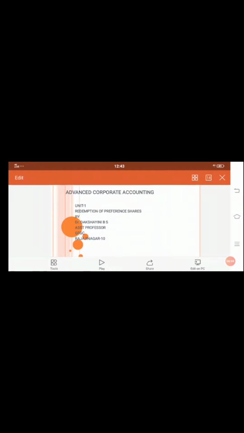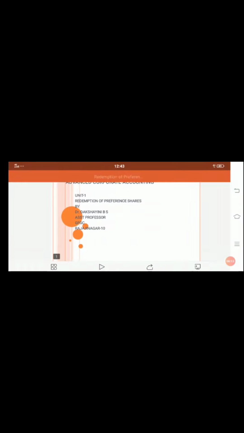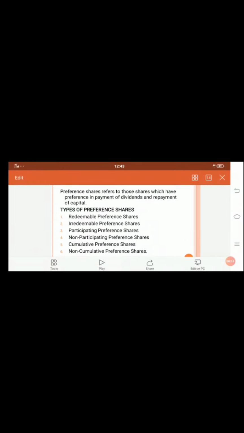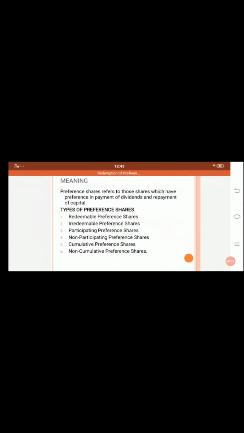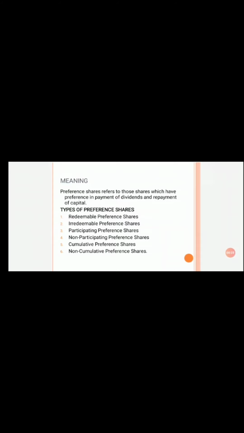Today I will be discussing a new chapter, that is redemption of preference shares. So let us move on to the meaning of preference shares. Preference shares refer to those shares which have preferential rights regarding payment of dividend and repayment of capital. As I've already discussed, preference shareholders get preferential or first priority with regard to the payment of dividend and also the repayment of capital.